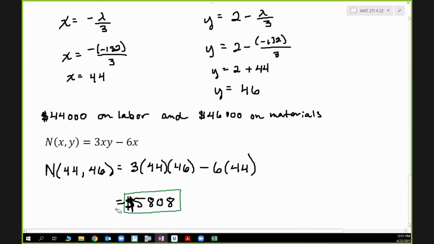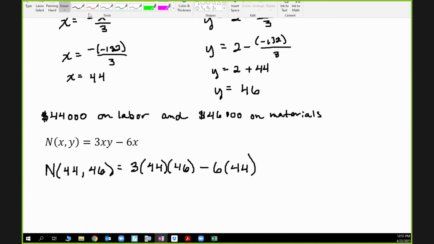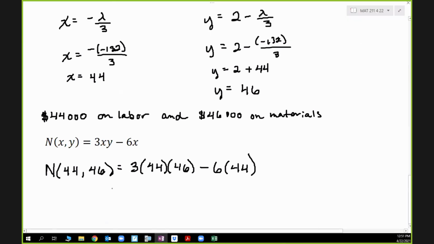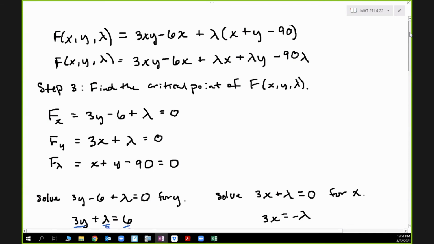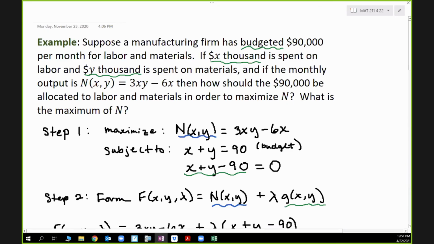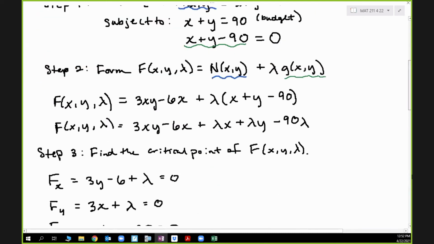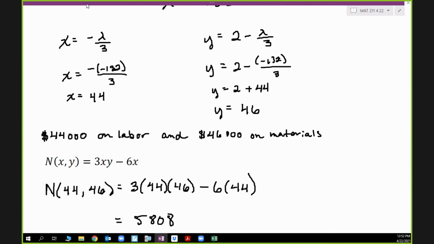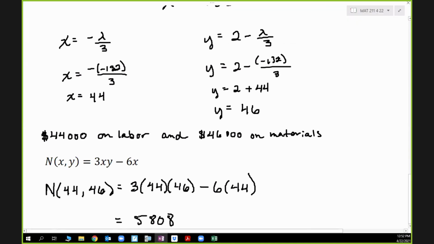Let's back up. Just going to erase this whole thing for a second. So our output is not actually in dollars. Let's go back and look at our problem. The monthly output is N equals this. So output, whatever the situation is, is going to be how many units we are actually producing based on this budget. Since we don't know what we're producing here, we can just say 5,808 units.